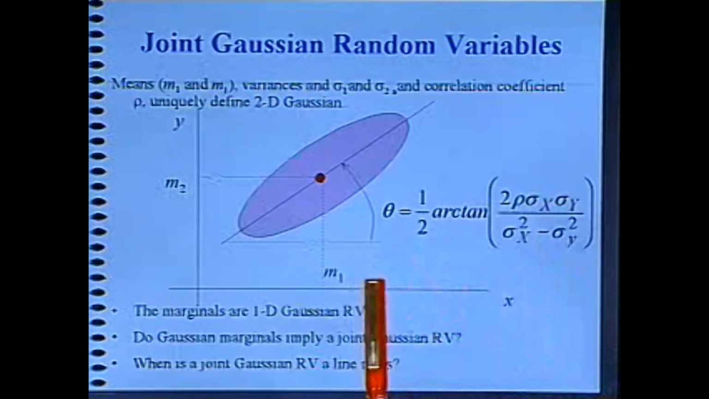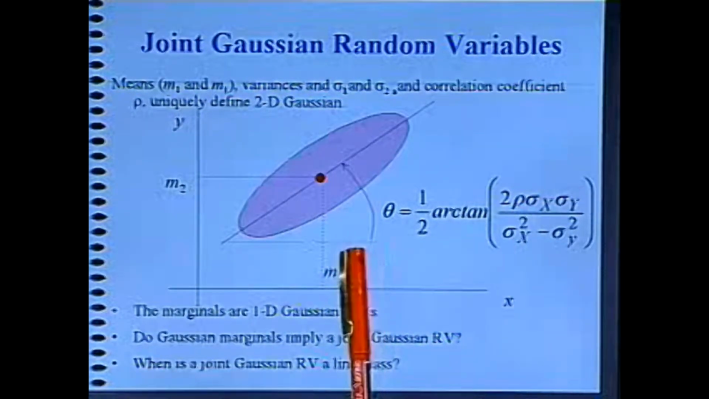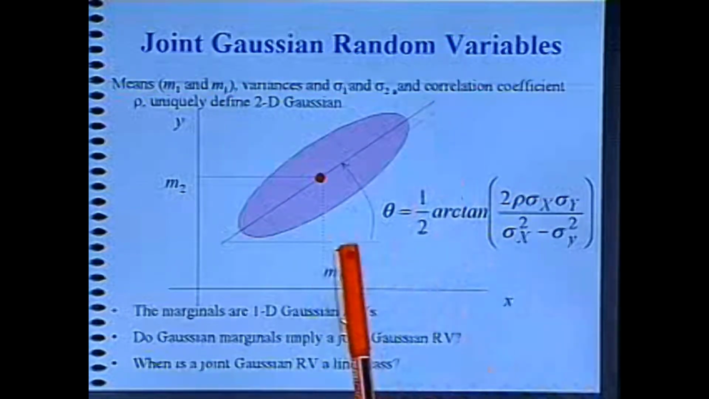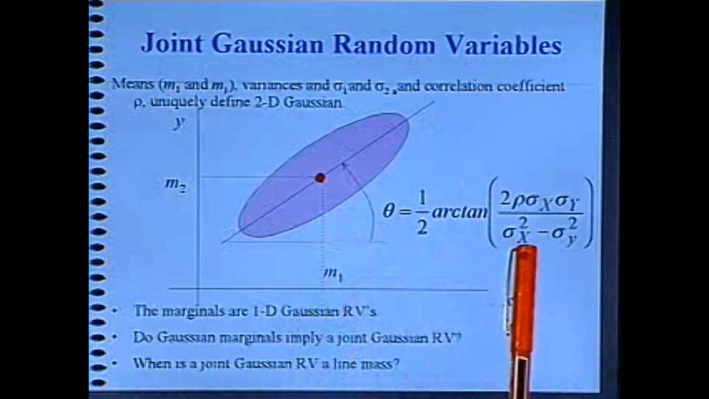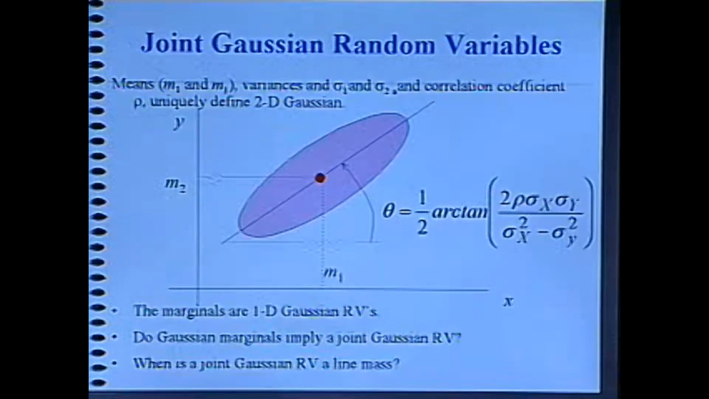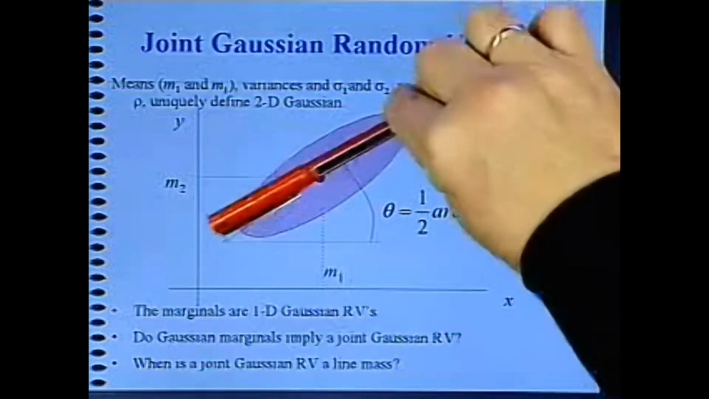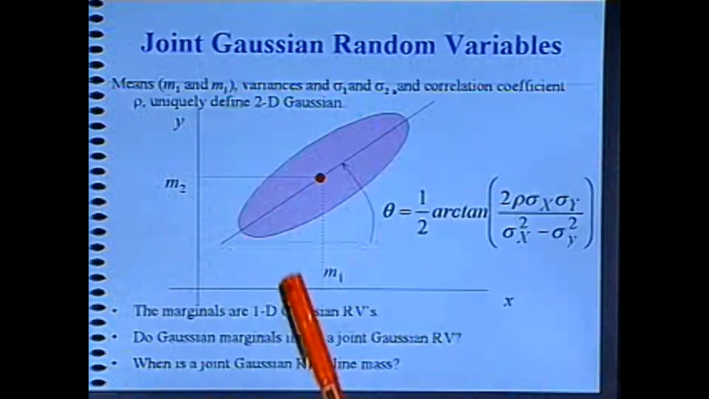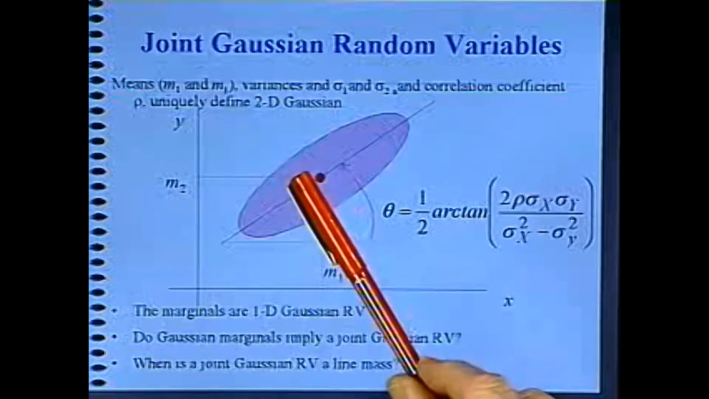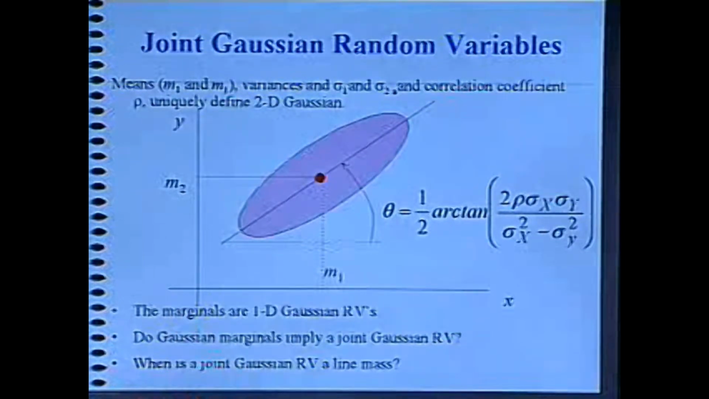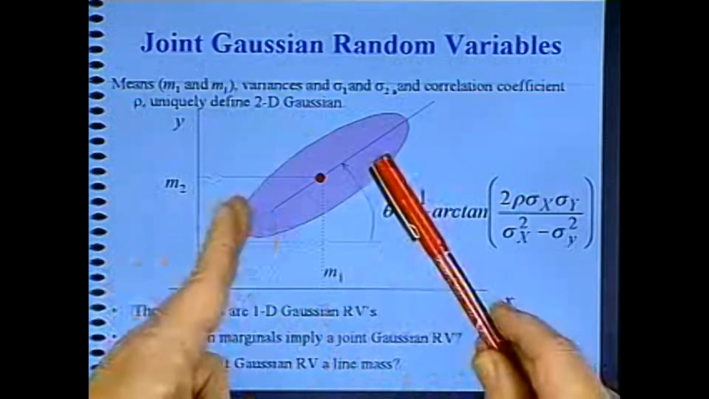And one can show by looking at the math, we won't go through the details, that the angle of this ellipse's major axis from the x-axis is given by the equation which is shown here, this arctangent equation. So this gives the eccentricity, or if you will, the tilt of the Gaussian random variable at that point. And then you can visualize the Gaussian random variable as being a bump, and the bump has this sort of cross-section. Okay?